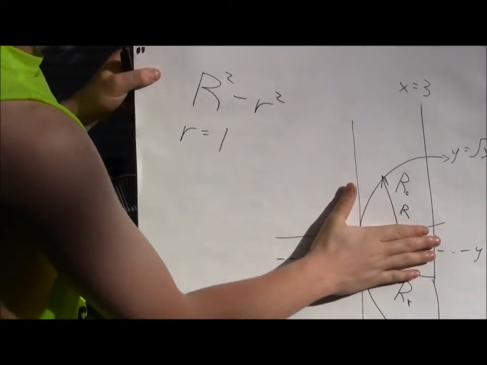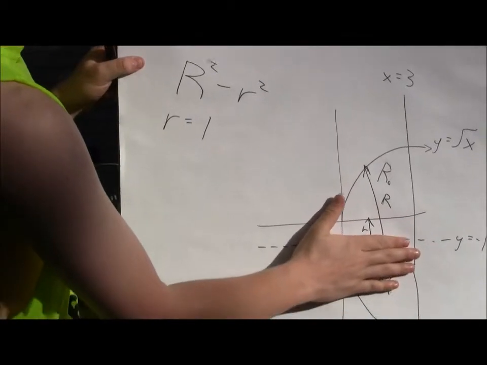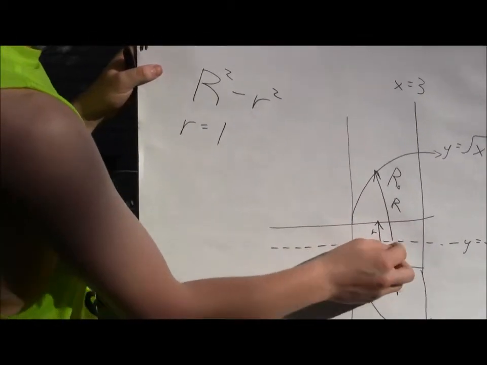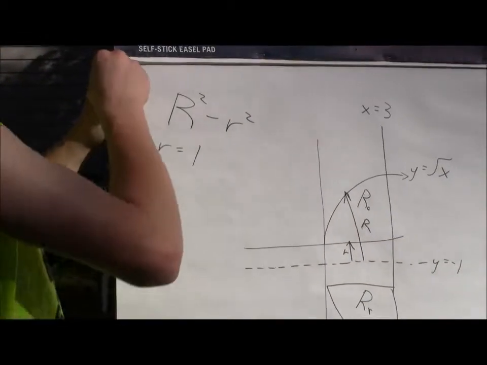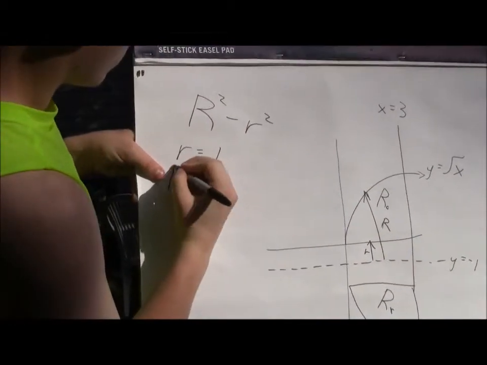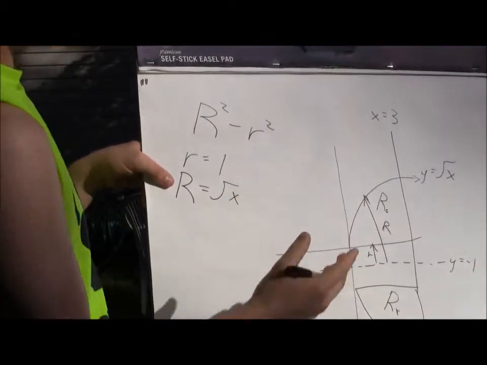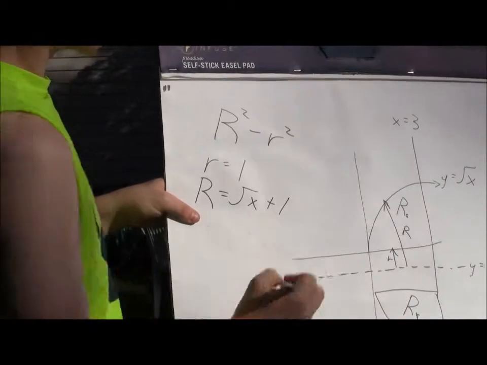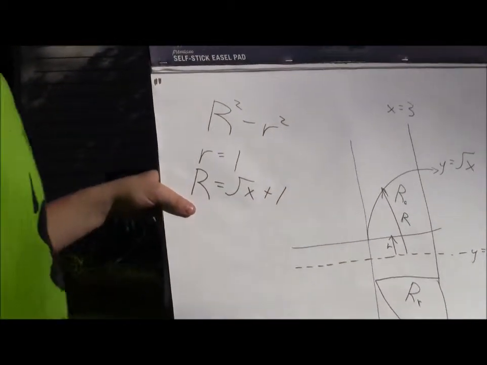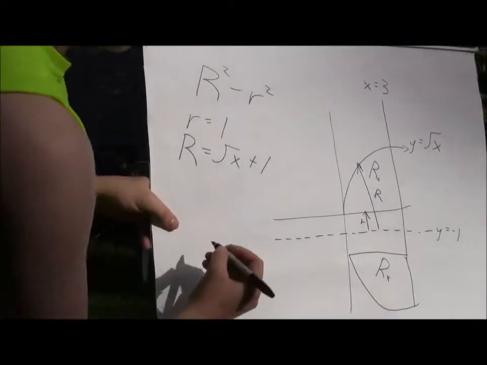Now, since it's down one step, since we're not rotating around the x-axis anymore, it's around y equals -1, you need to account for this extra 1 right here. So what do you do? Well, you just add 1. Big R is just the square root of x like we had before, but since it's rotated around a line that's 1 down, you want to account for that by adding 1. So now we can start throwing stuff in the integral and solve this problem.